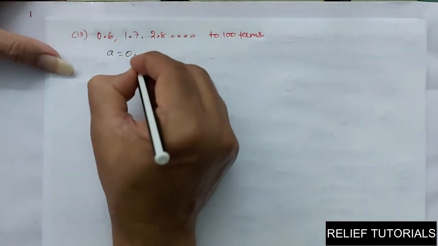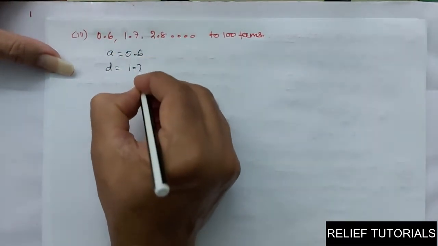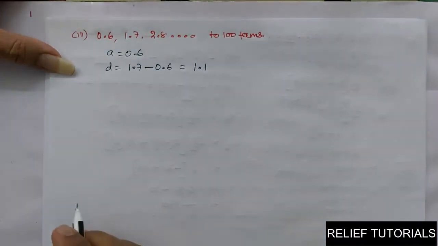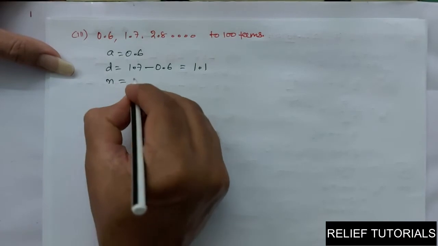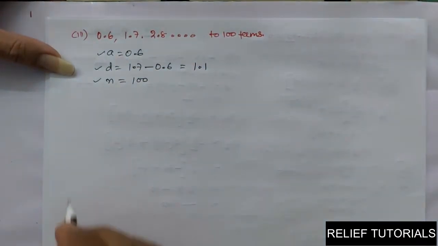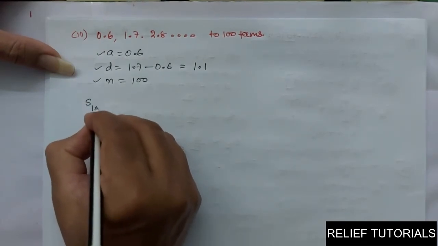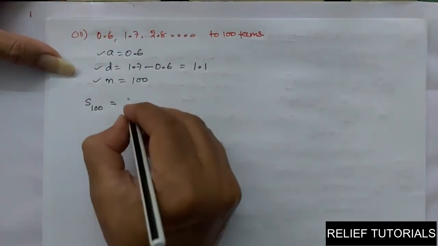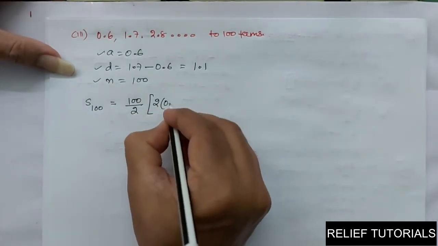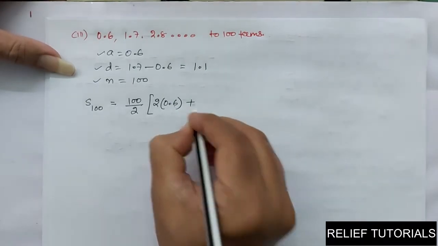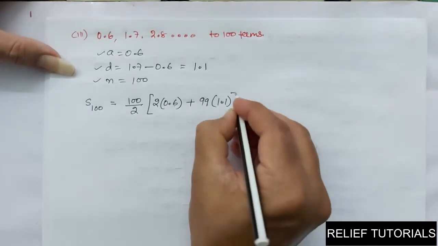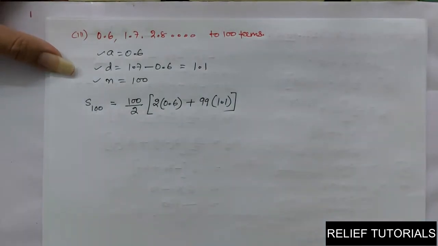So a is equal to 0.6. The difference is equal to 1.7 minus 0.6. So that is equal to 1.1. We got the difference. Now n is equal to how much? 100 terms. So we have a, we have n, we have d. Now we will find the sum to 100 terms. So directly we can use the formula. S100 is equal to 100 by 2, n by 2, into 2a, 2 into 0.6, plus (n minus 1), 100 minus 1, 99, into d, which is 1.1. That's all. Directly we use the formula.